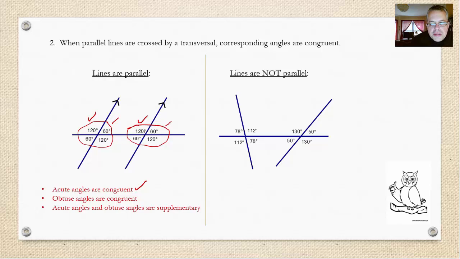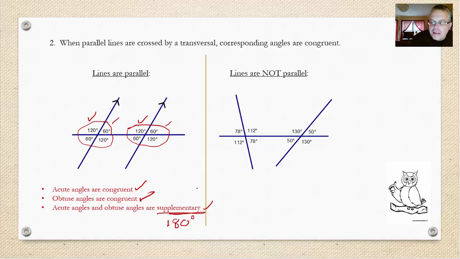All the acute angles are 60 degrees in this example. All the obtuse angles are congruent. They're all 120 degrees. And finally, if we pick any acute angle and any obtuse angle, they're supplementary. Supplementary means they add to 180 degrees. So when we're doing angle problems with parallel lines, we just got to find out, are the angles we're talking about congruent or are they supplementary? They're one of the two.